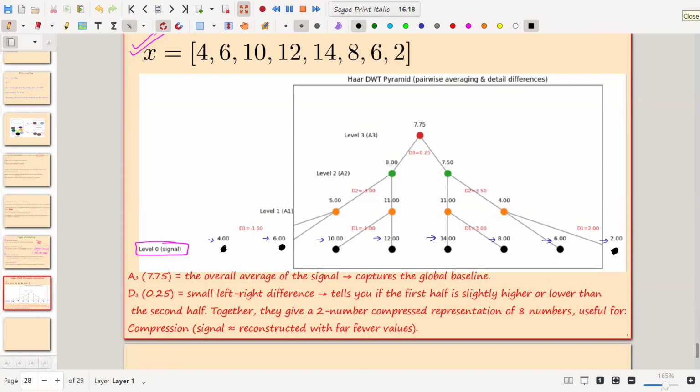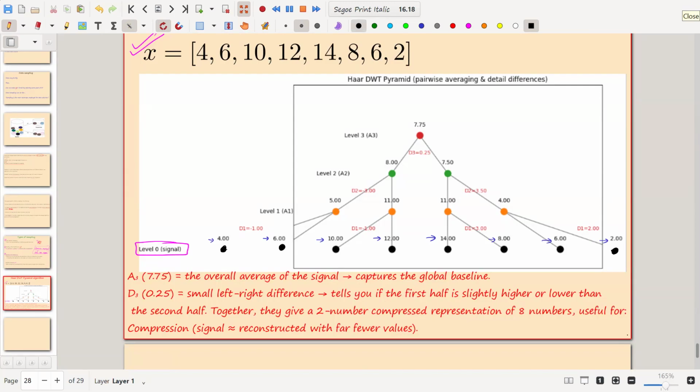That's the 0th level. Now, when you go to the next level of iteration, you do two operations. What operations do you do? One is addition, one is subtraction. So D1 is the subtraction one.